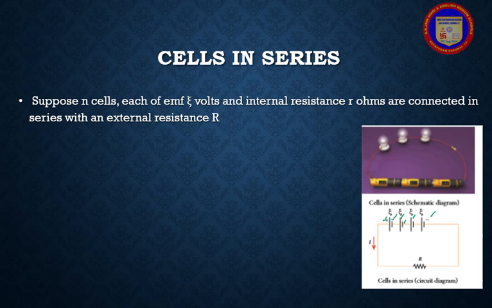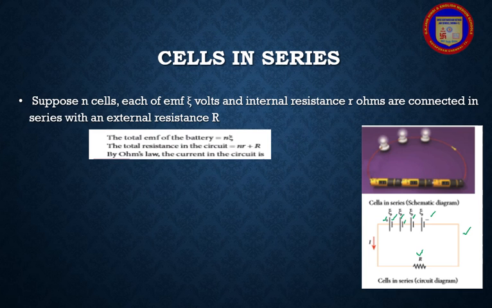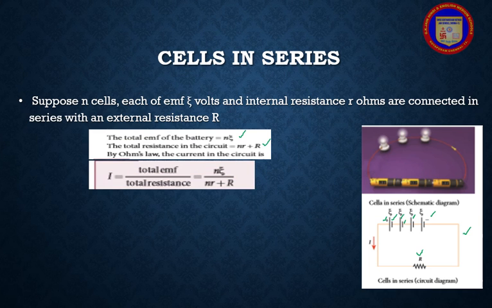Suppose n cells, each of EMF ξ volt and internal resistance r ohms, are connected in series with an external resistance R. Then the total EMF of the battery is equal to nξ. The total resistance of the circuit is equal to nr plus R. By Ohm's law, the current in the circuit I is equal to total EMF divided by total resistance, nξ divided by (nr plus R).